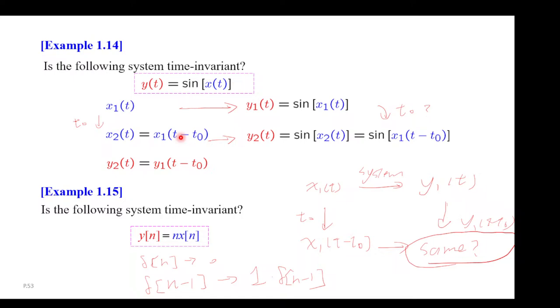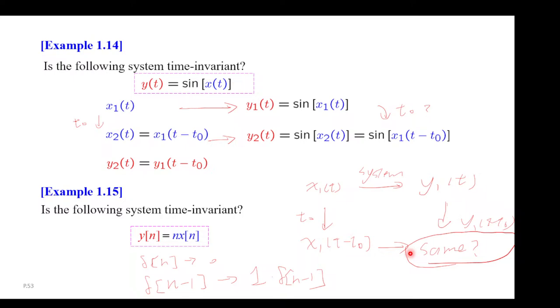And then you need to check two things. You can put this x2 of t back into your system equation. And then you see your y2 of t equals sine of your x2 of t, so it's sine of x1 of t minus t0. Then you want to see whether going this way is the same as going the other way: y1 of t, also time shifted by t0. And you see that's the same thing. This is sine of x1 of t minus t0, equal to y1 of t minus t0, because you change the t to t minus t0. So this function will be equal to this function.